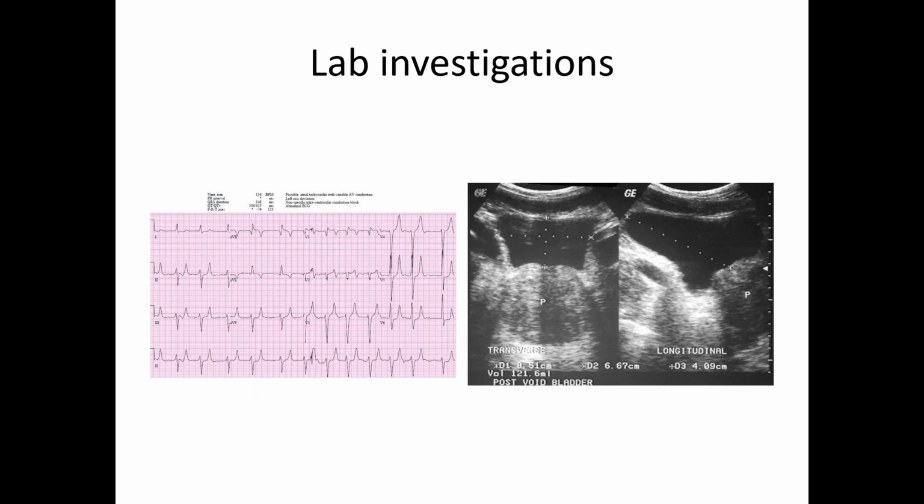So this is the ECG report of the patient, where there are peaked T waves, tall tented waves, which is a sign of hyperkalemia. And this is the bladder. The bladder is distended here. This is the prostate.